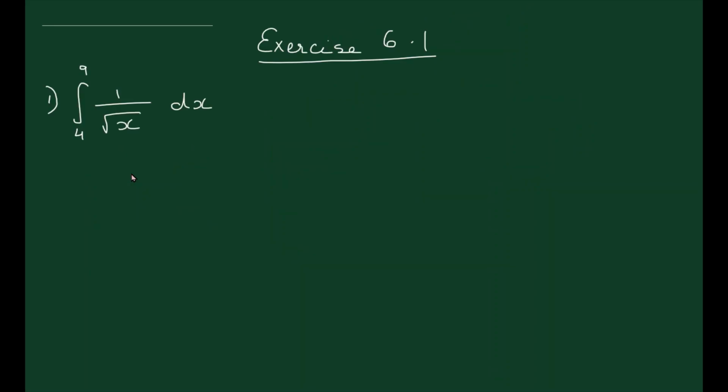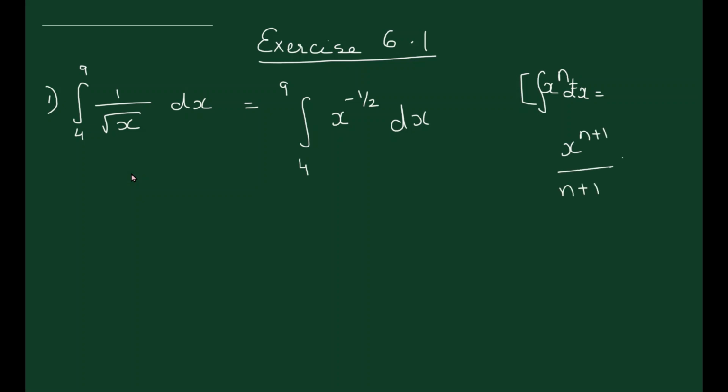The first sum here is the integral from 4 to 9 of 1 upon root x dx. Now this is a very simple sum. We can write 1 upon root x as x raised to minus half dx, and then use the formula for x raised to n. The integral of x raised to n dx is x raised to n plus 1 upon n plus 1 plus c.